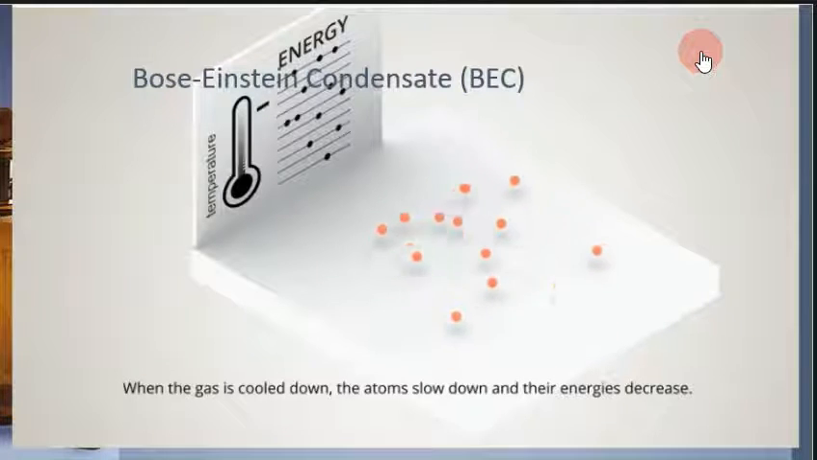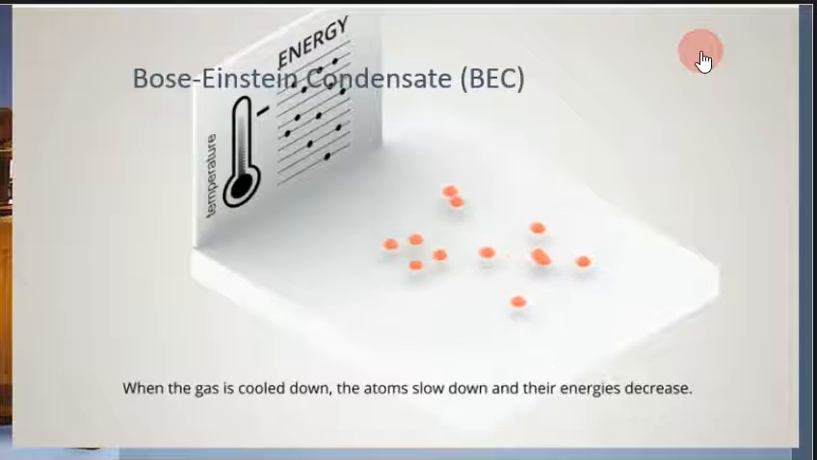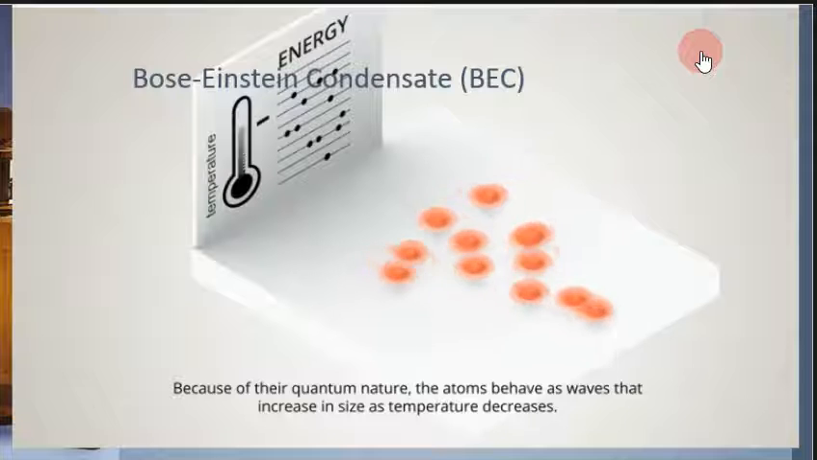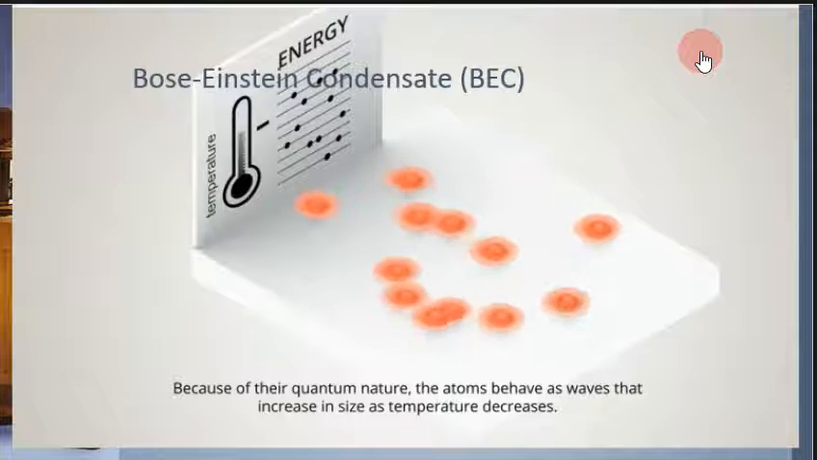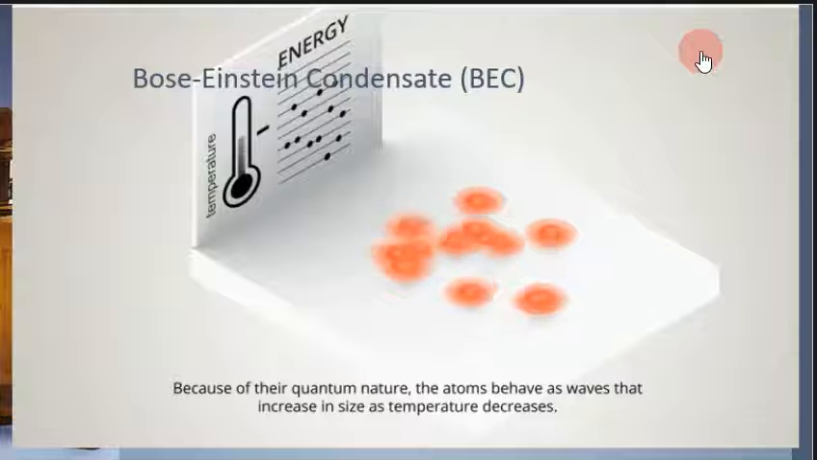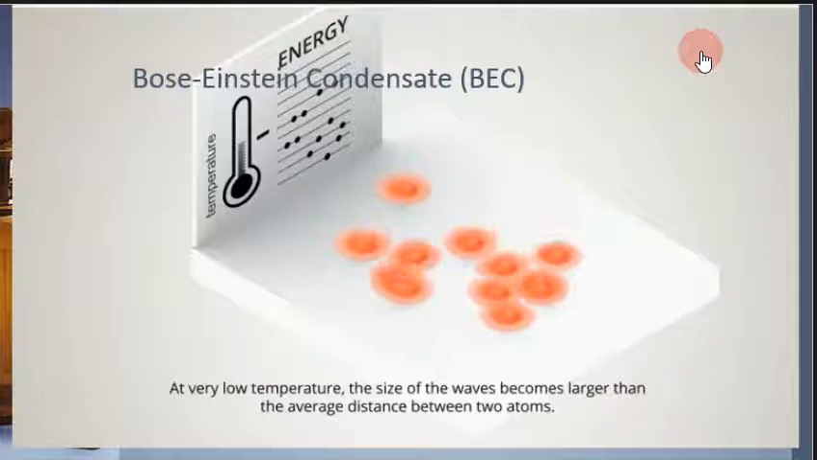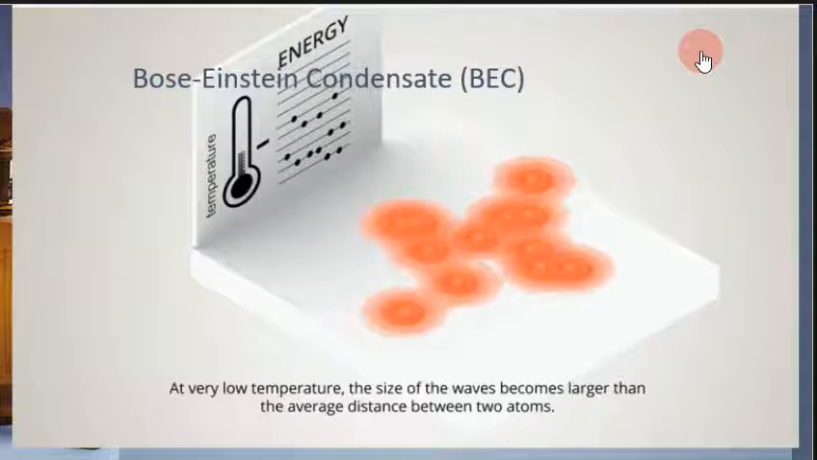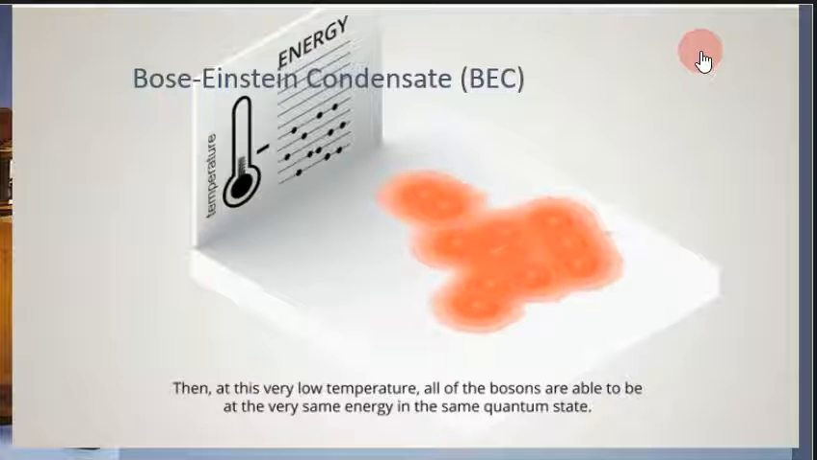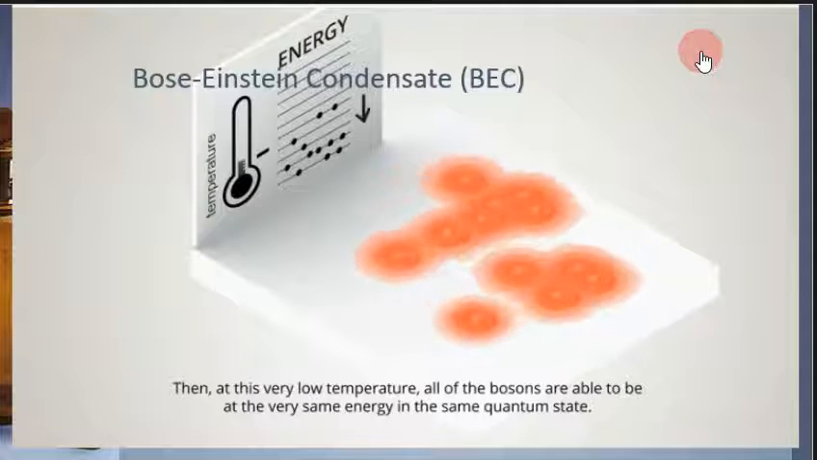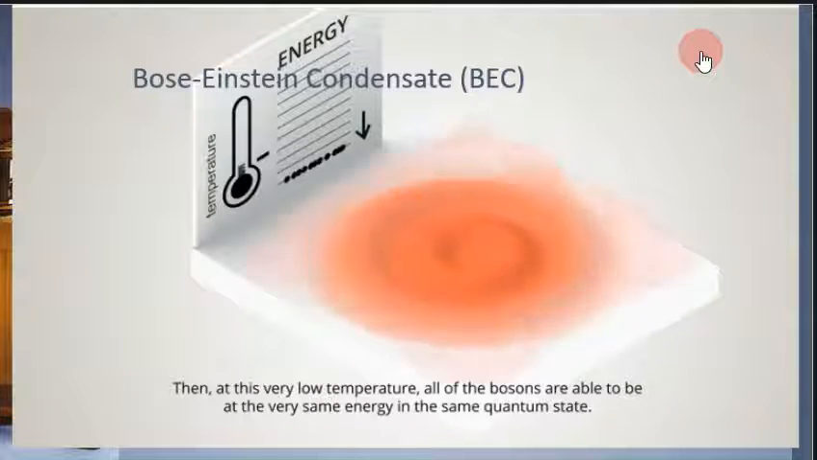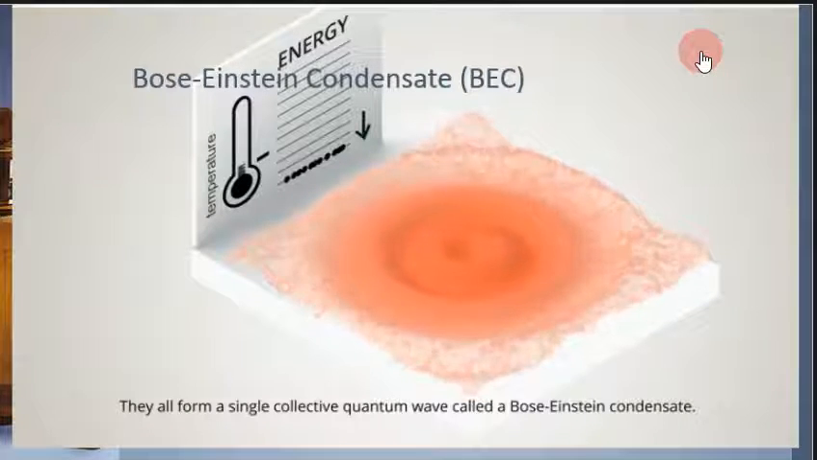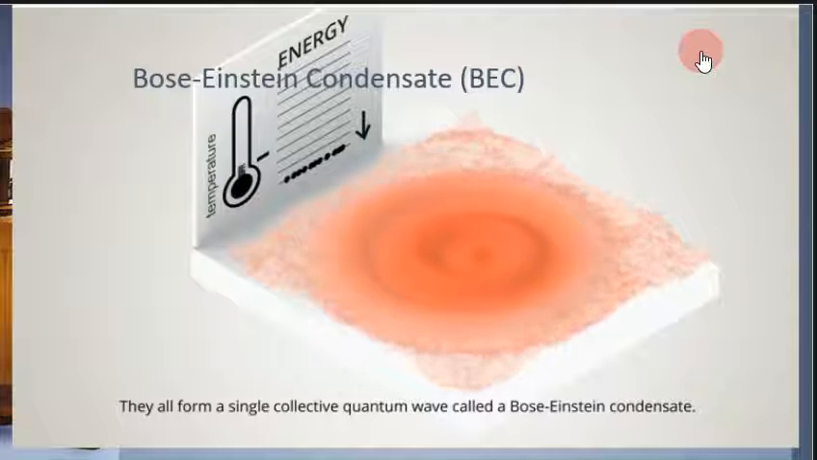When it cools down, the atoms slow down, their energy decreases. Because of their quantum nature, the atoms behave like waves. At very low temperature, the waves become large. Now they're able to, at the very same energy, in the same quantum state, turn into a single collective quantum called the Bose-Einstein condensate.